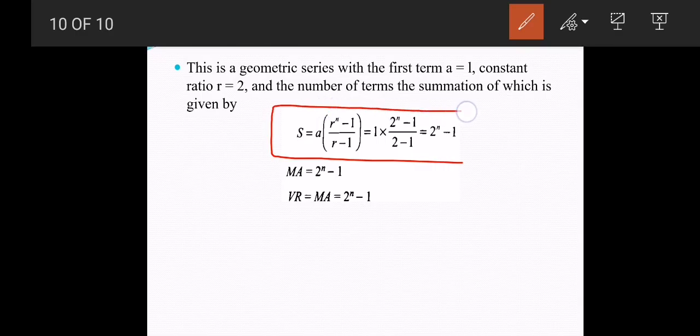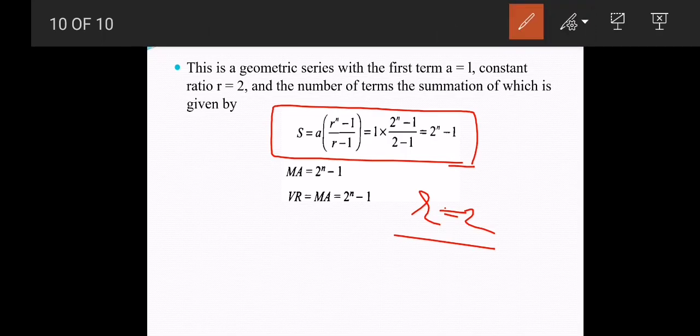S is equal to a times the bracket r to the power n minus 1 upon r minus 1, and what is the value of r? r is here 2, so it will be 1 into 2 to the power n minus 1 upon 2 minus 1, and it will be 2 to the power n minus 1. So it will be the summation of the geometrical progression. So it will be the value of W.